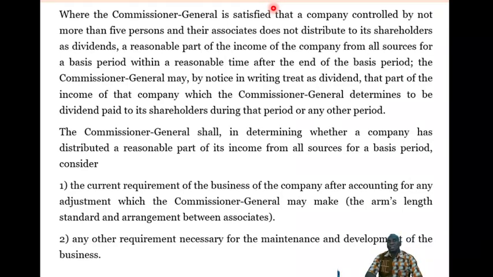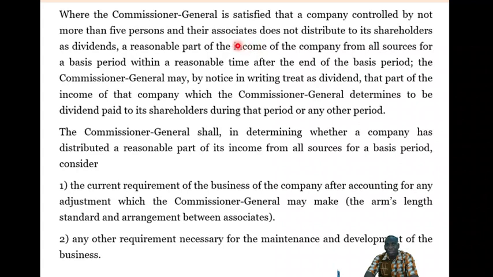Now the law says that where the Commissioner General is satisfied that a company is controlled by not more than 5 persons and their associates. So please, when you are learning, it is a company controlled by not more than how many persons? 5 persons. So if the number of persons is 5 and below, then this will apply. But when the company is controlled by 6 persons and above, this particular tax avoidance scheme and its anti-avoidance provision doesn't apply here.